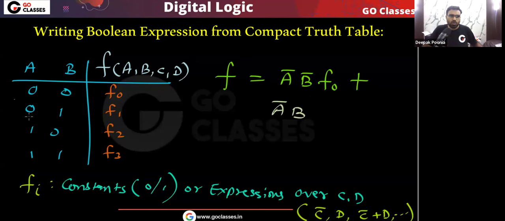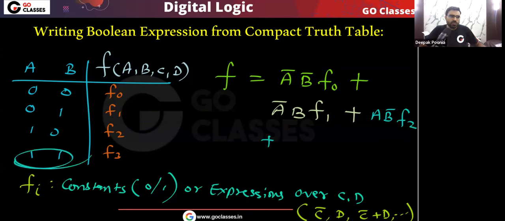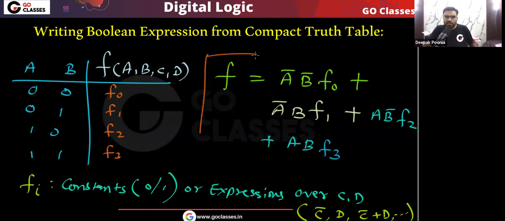Or when a is 0, b is 1, means a bar b. This is the min term, yes or no? For this combination, what is the min term? A bar b. When a is 0, b is 1, then the function value is f1. For this min term, the function value is f1. Or for this min term, which min term is this? This is a b bar, yes or no? For this min term a b bar, the function value is f2. Or for this min term, that is ab, because a is 1, b is 1, the function output is f3. So I can write f3. That's it. This is the expression of f.